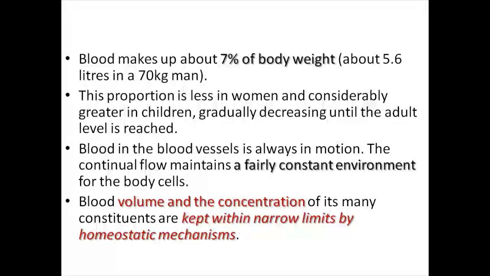For instance, production sites. Children are considered to have more sites of production of blood compared to adults, and the physiological changes that an adult achieves give them different sites of production. So blood concentration or amount according to age is different in childhood and in adulthood. But also, blood in the blood vessels is always in motion. That is to say, it's a motive entity, always in motion. The continual flow maintains a fairly constant environment for body cells.